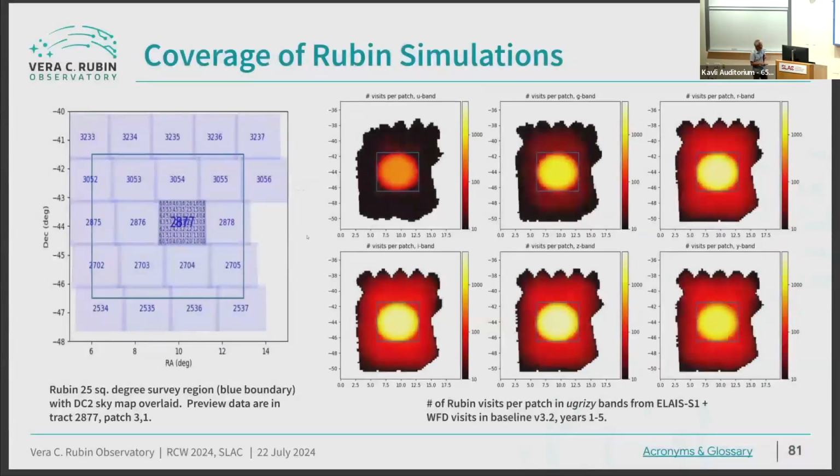And just to give you an idea what the Rubin simulation coverage was like, on the left here, I'm showing in blue the survey region. So that's approximately 25 square degrees for the deep drilling field. And overlaid on that is the sky map we used for the analysis of these simulations. And the preview data set is one of the small patches within tract 2877. And that's near the very center of the simulation region. And on the right, I'm showing the number of visits per patch in each of the 6 LSST bands to give you some idea of what the depth of coverage is. And there's overall roughly about 2,000 visits per band.